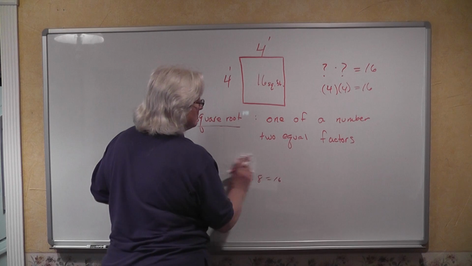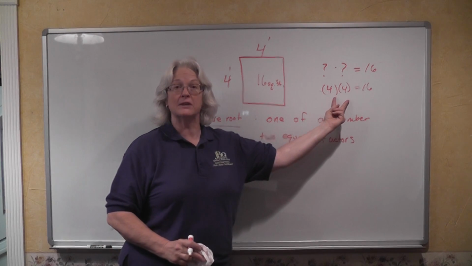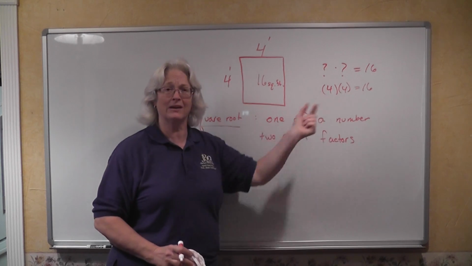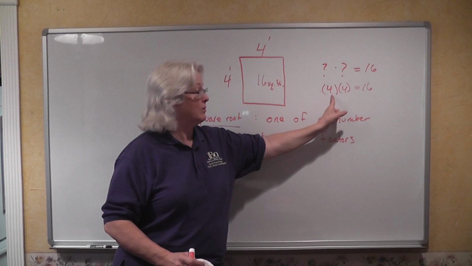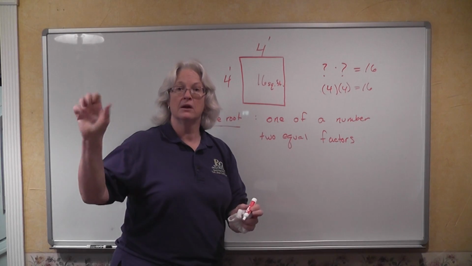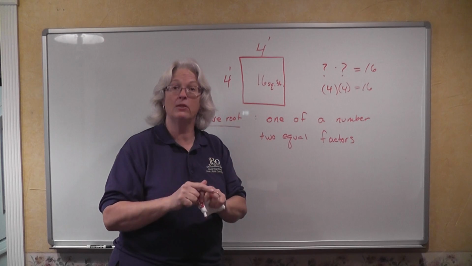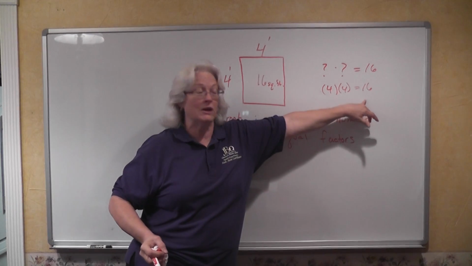Square root is one of the number's 2 equal factors. We have 2 factors here, don't we? You might think at first that it's only 1 factor because it's a 4, but we have to say this 4 times this 4. When we multiply those 2 factors together, that is how we arrived at the 16.